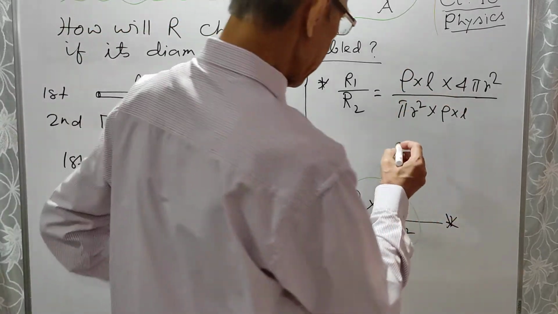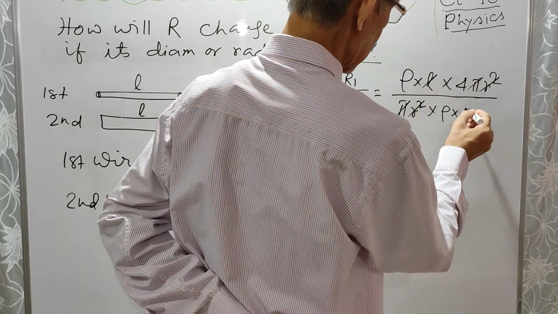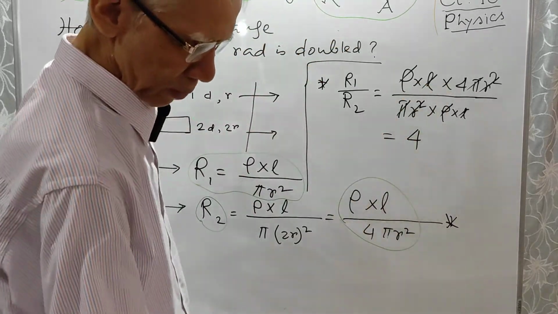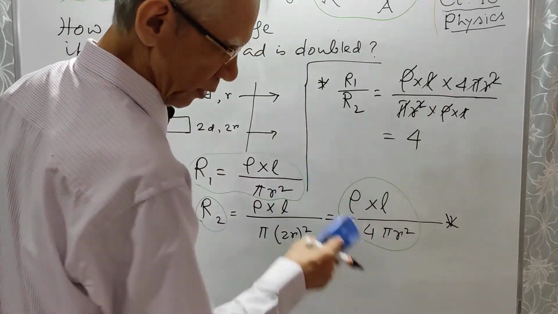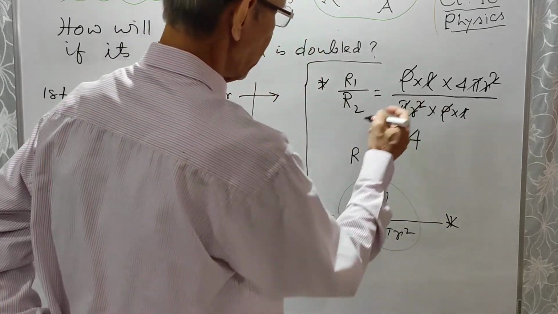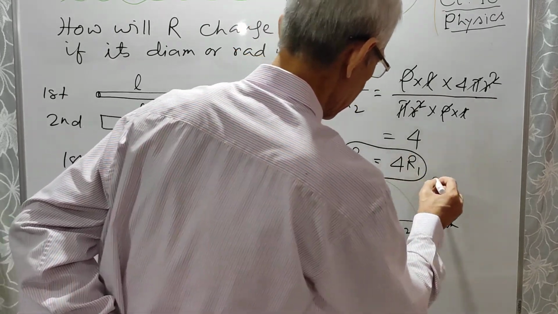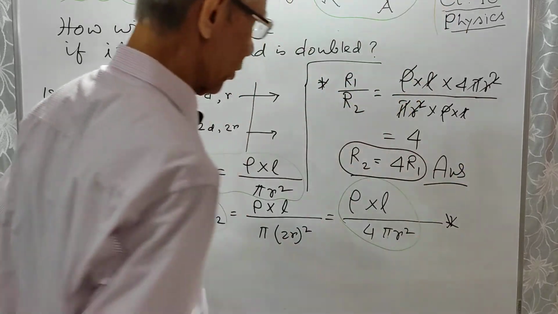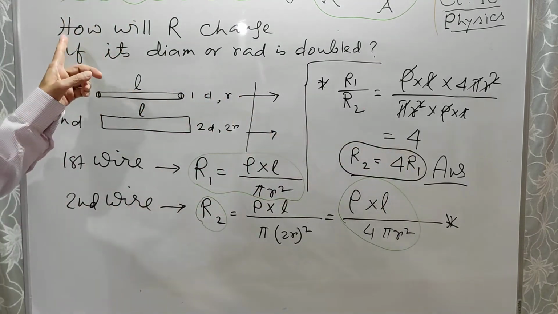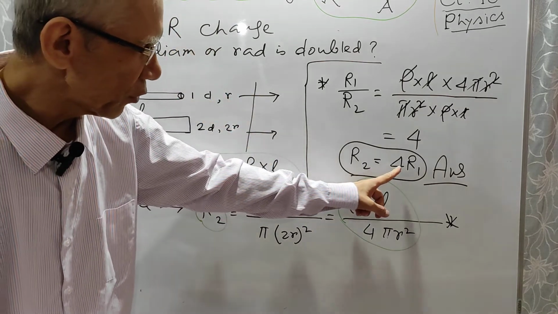All right. Now by cancelling, what do you get? You see pi r square gone, L gone, rho gone. So what remains? 4. So therefore, finally what we get? R1 by R2 is 4. Therefore R2 equal to 4R1. So this is the final answer. The new resistance is 4 times the old resistance. So the question is, how will the resistance change? So answer will be, the resistance will increase to 4 times.